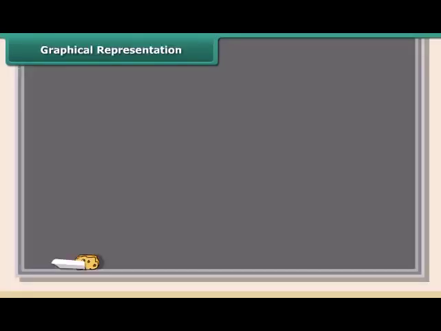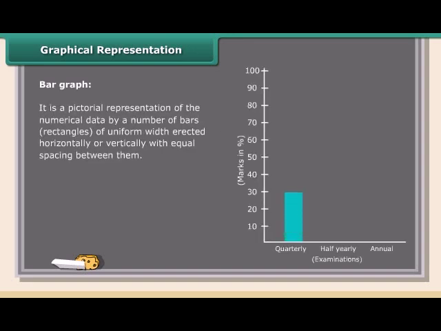Graphical representation. Bar graph. It is a pictorial representation of numerical data by a number of bars, rectangles of uniform width erected horizontally or vertically with equal spacing between them. The bar graph shows Divya's performance in the quarterly, half-yearly and annual examinations. It helps us to compare the whole year's performance.